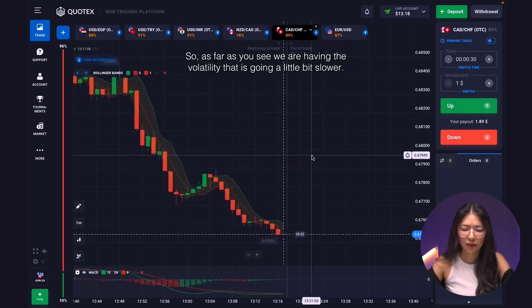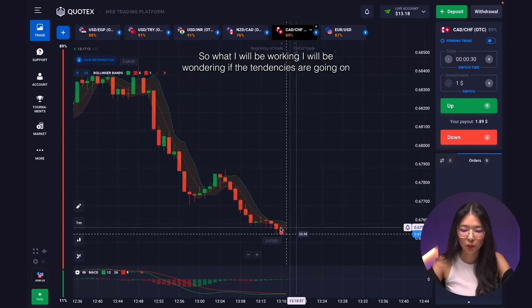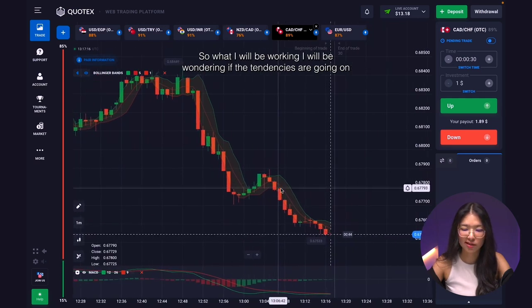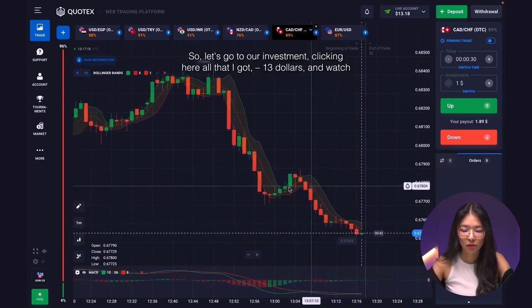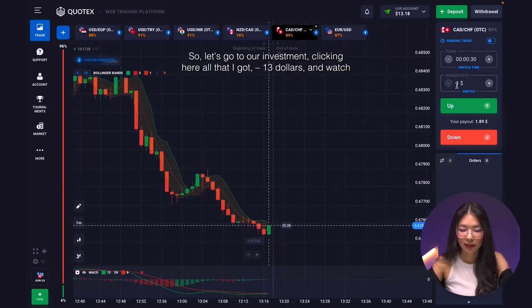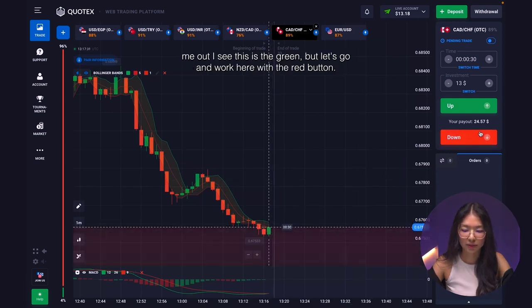So as far as you see, we're having the volatility that is just going a little bit slower. So I will be wondering if the tendencies are going on slower down. So let's go to our investment, clicking here all that I got, $30. And watch me out, I see this is green, but let's go and work here with the red button.